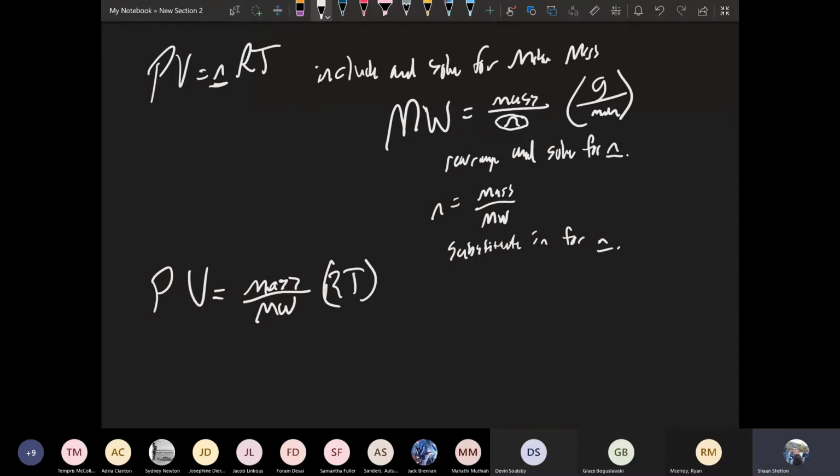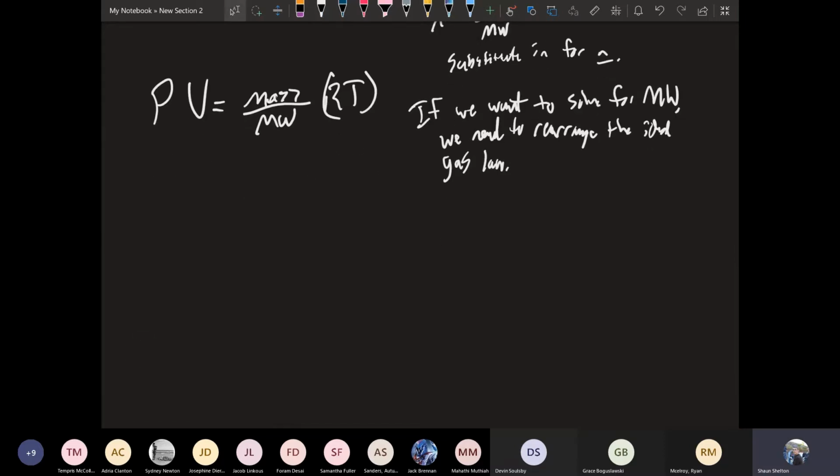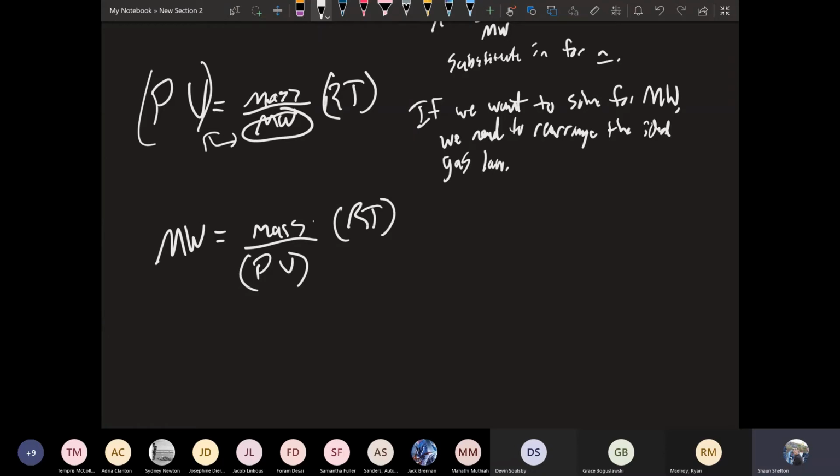So if we want to solve for the molar mass, we need to rearrange the ideal gas law. So we have the gas law. Our goal here is to rearrange and get molar mass by itself on the outside. This is real easy to do. We just crisscross these, so you just flip them around. So you have molar mass is equal to mass divided by PV, times RT.